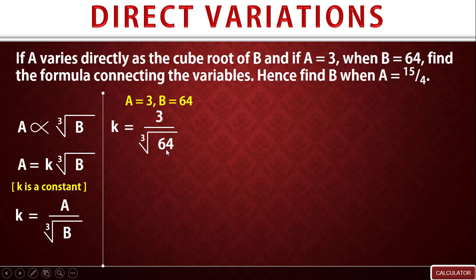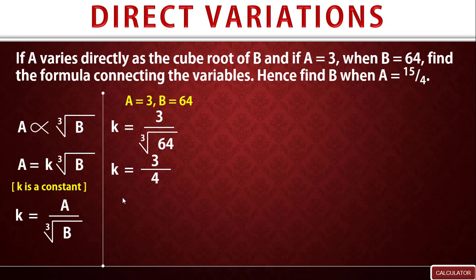You can use your calculator to do the cube root of 64 if you don't know it. But the cube root of 64 is 4. Cube root simply means, which same number will you multiply 3 times to give you 64. The same number that you multiply 3 times that will give you 64 is 4. So 4 times 4 times 4 will give you 64. So that means our k will be 3 divided by 4.